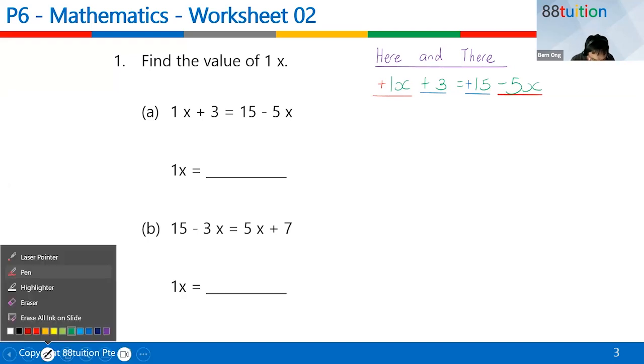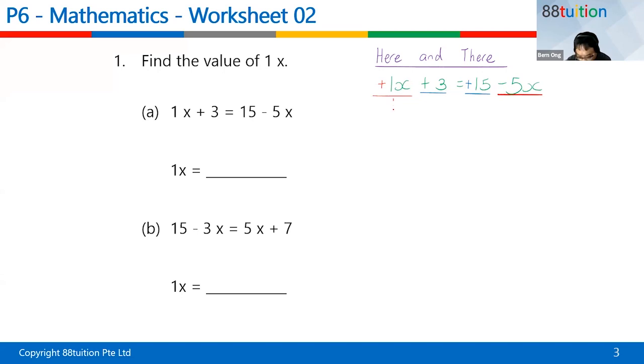So if the 1x is heavier, I need you to copy down as it is. So it's 1x. You are supposed to gather all the x to one side and push the numbers to the other side. Down here is minus 5x. I bring it across to the other side. Minus 5x goes across the equal sign.